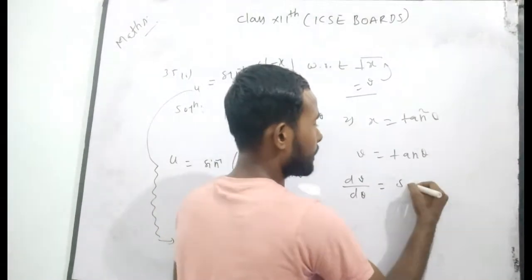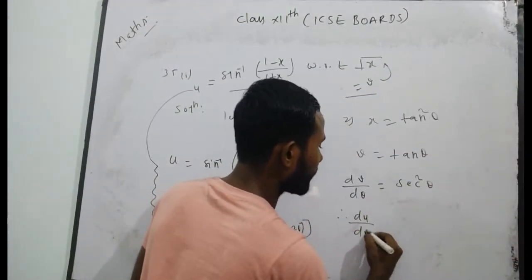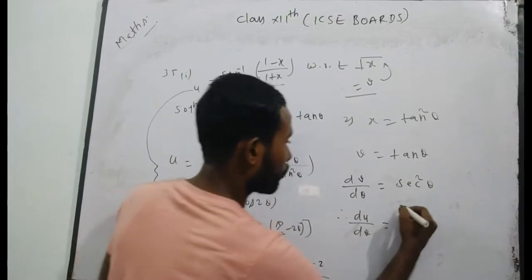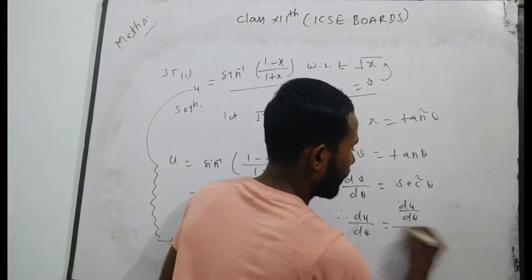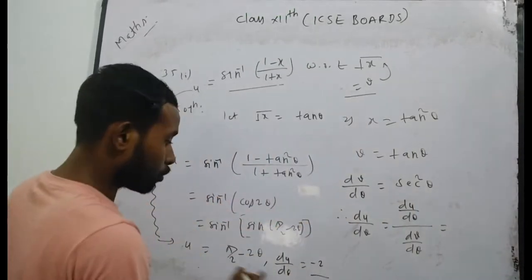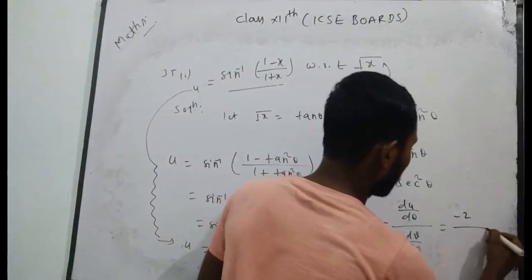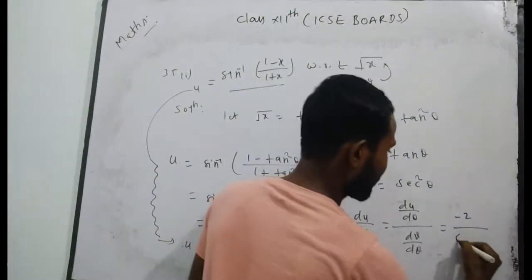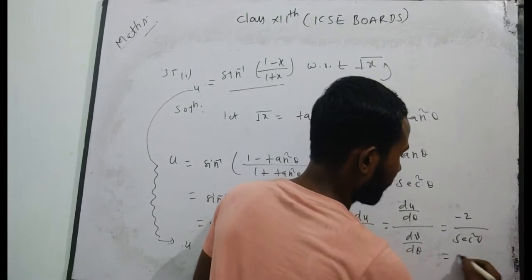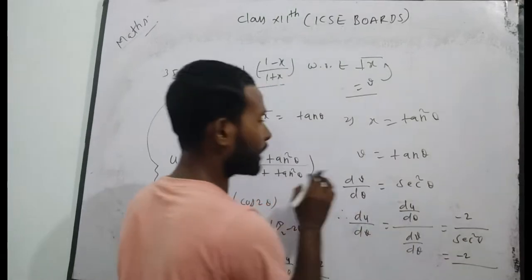While dv d theta will be sec square theta. Now as you know that you have to find du dv, that means du d theta upon dv d theta. Now du d theta is equal to what? Minus 2. So you can write minus 2 divided by dv d theta, which is equal to sec square theta. So it will be minus 2 over sec square theta.